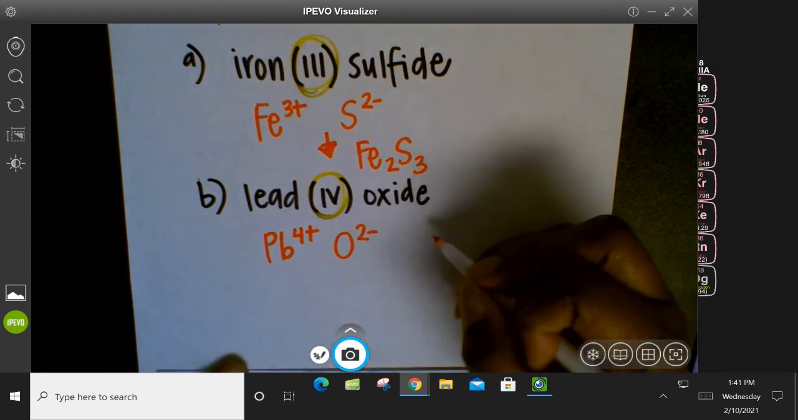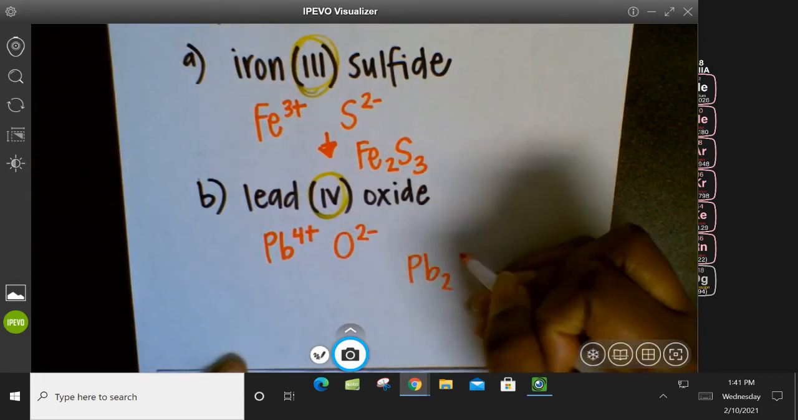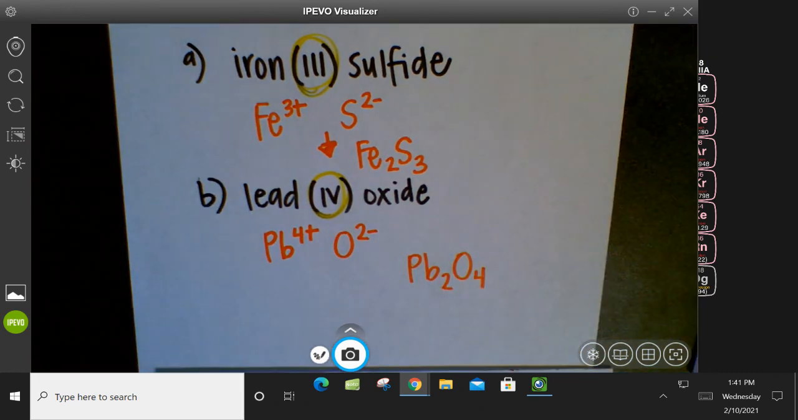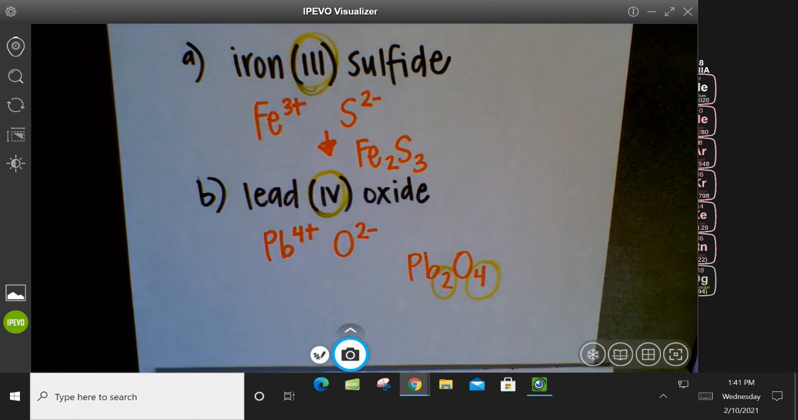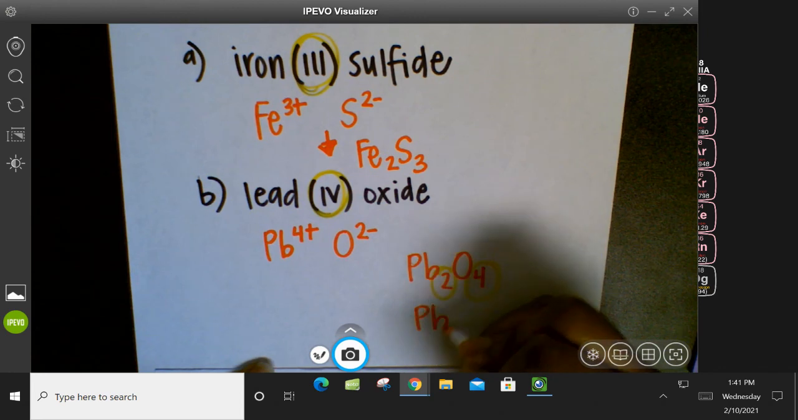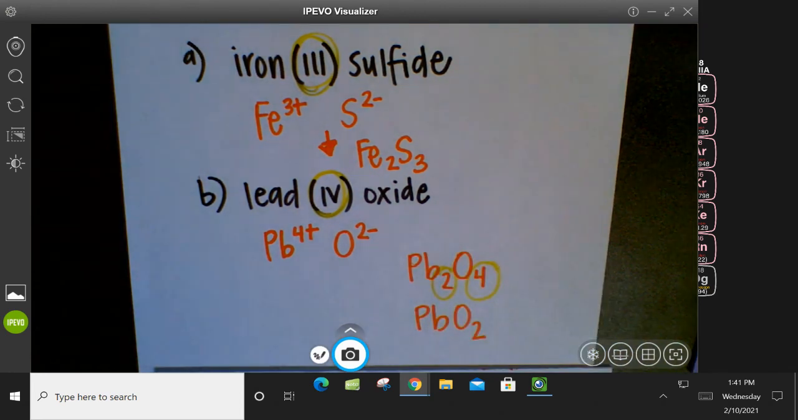All right, so Pb2O4, is that the simplified version? If I look at this 2 and that 4, can I simplify it? Can I reduce those numbers? And what will that become? There you go, PbO2. All right, so as you can see, writing complex formulas is a whole lot like writing the other formulas. You just get a leg up where you have Roman numerals that tell you the charges. All right, so we got some practice problems that we're going to work on at this time.